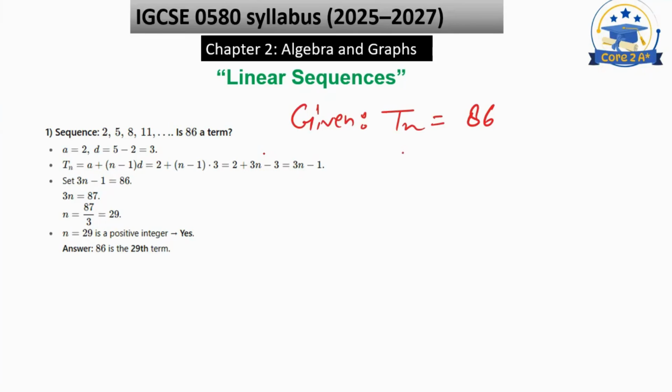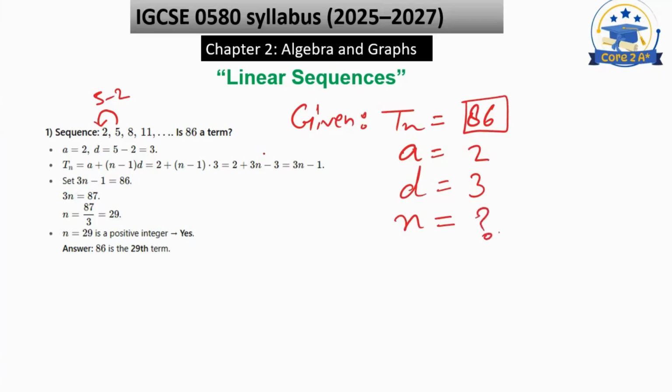I will write that later. First, I'm going to write A. The first term is 2. The common difference: you need to subtract like this, 5 minus 2, not 2 minus 5, right? 5 minus 2, how much is it? 3. And it is asking the position of 86. It means it is asking about the small n, right?